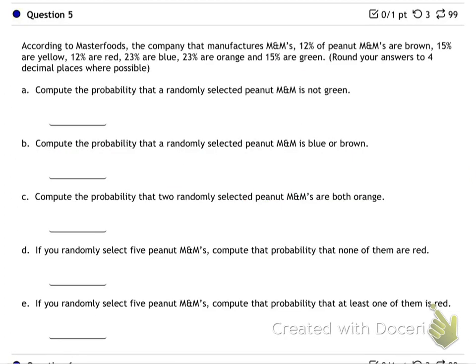Okay. According to Master Foods, the company that manufactures M&Ms, 12% of peanut M&Ms are brown, 15% are yellow, 12% are red, 23% are blue, 23% are orange, 15% are green. Okay. So compute the probability that a randomly selected peanut M&M is not green.